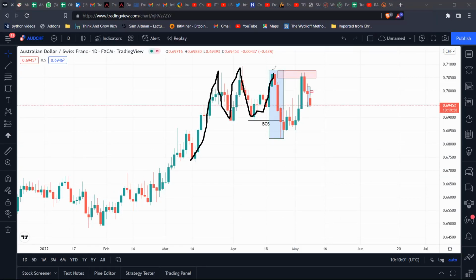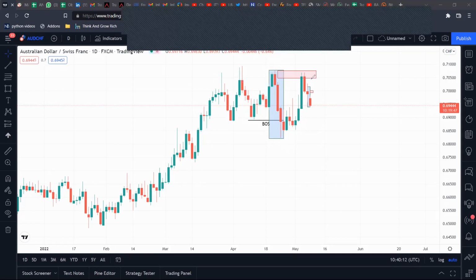Then it failed to make a higher high. And what did it do as a result of that? It then proceeded to break structure and put in a lower low, right? So since making this low here, I only started looking for opportunities to sell. So I highlighted this area here as an area I'm interested in selling from.